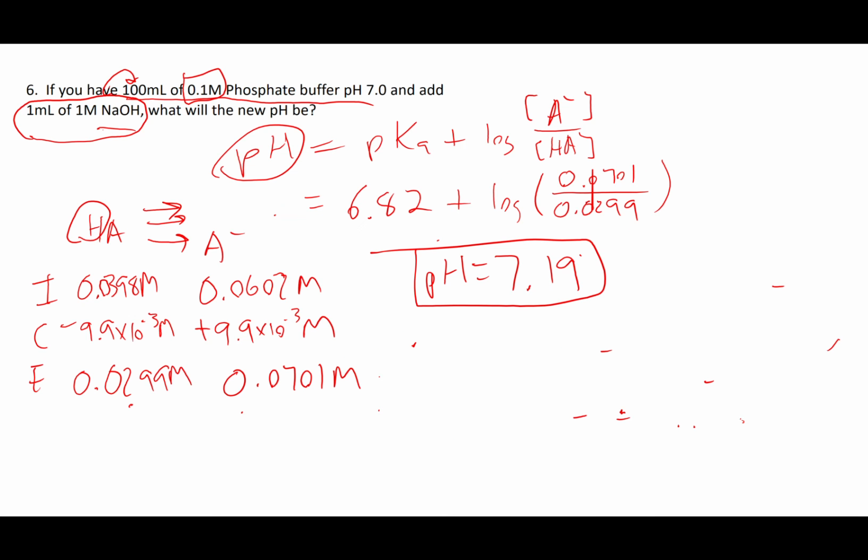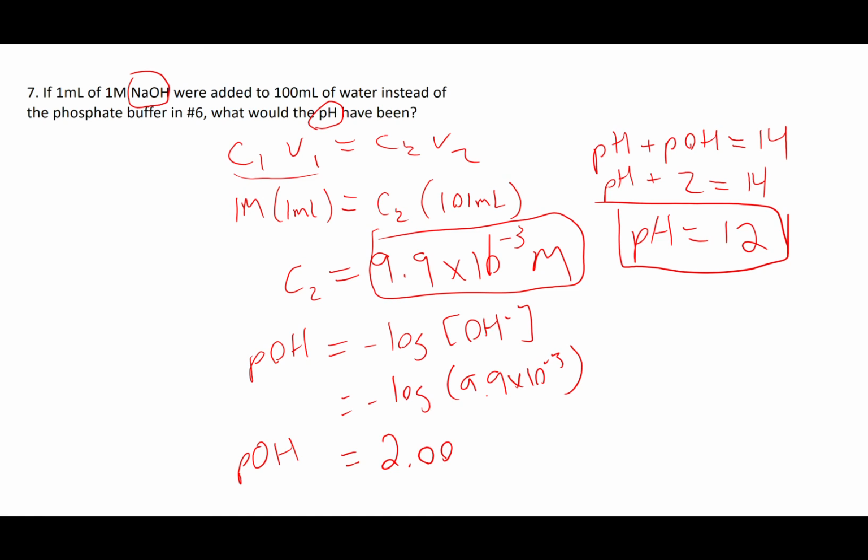Well, when we did it instead with our phosphate buffer, the pH went from 7 to all the way up to 7.19. So a much smaller change in pH. So this problem is designed to highlight for you the impact of having a buffer in solution, and the power of buffers basically to prevent changes in pH.